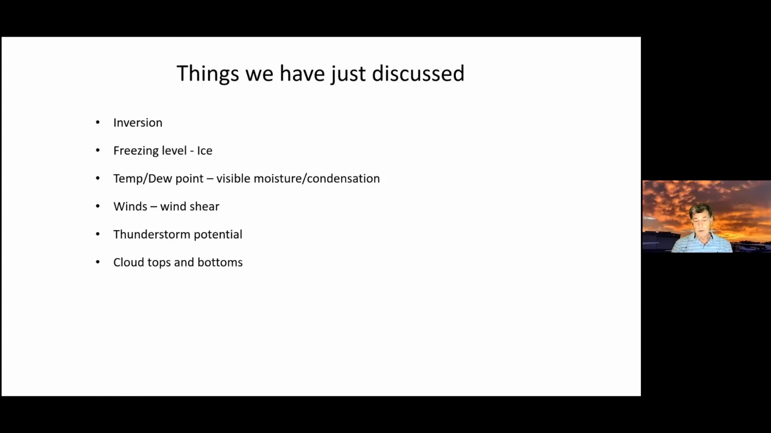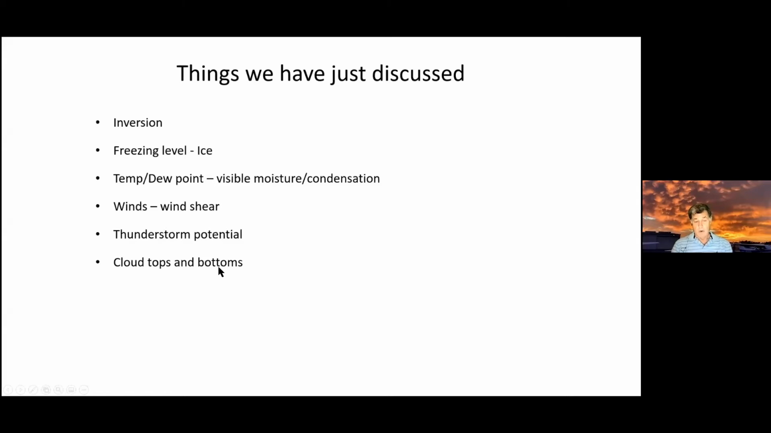Okay, so we're just about to get into the SkewT diagram. The things that we've just talked about are inversions. I didn't talk about the freezing level yet, but we'll get into that. Temperature dew point, when we get those two numbers coming close together within 3 degrees C or so, we get condensation. That's clouds, that's moisture. Wind shear, we talked about that. Thunderstorm potential, and then clouds, tops.